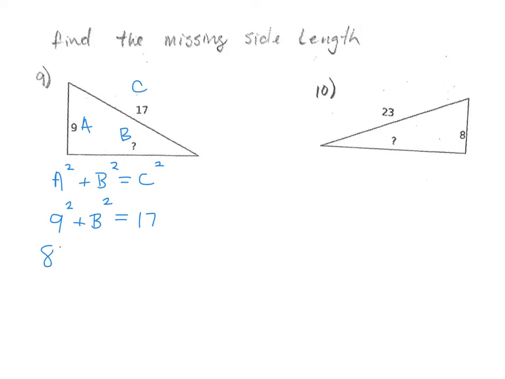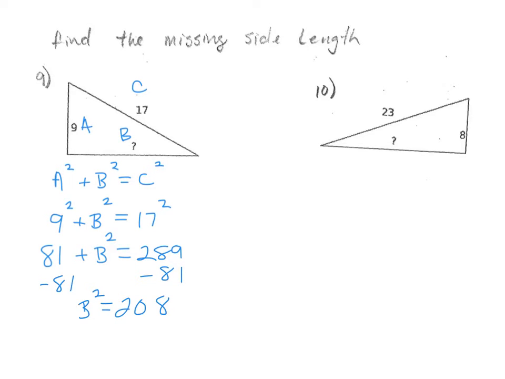So I'm going to square these. I get 81 plus B squared, and 17 squared is 289. Now I'm going to try and get my B by itself. To do that, I have to get rid of the positive 81. I'm going to subtract 81 from both sides. That's going to give me B squared is equal to 208.